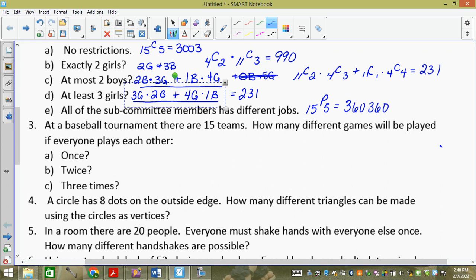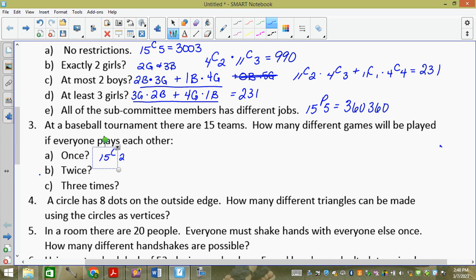The next one, we have a baseball tournament. There are 15 teams. How many different games will be played if everyone plays each other once? How many teams play at a time when you play baseball? Two. Does the order matter? No. If order mattered, it wouldn't be playing once. You'd be playing twice, right? So we're going to go 15C2.